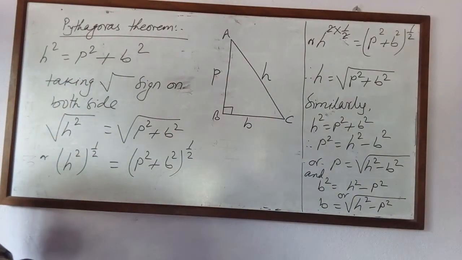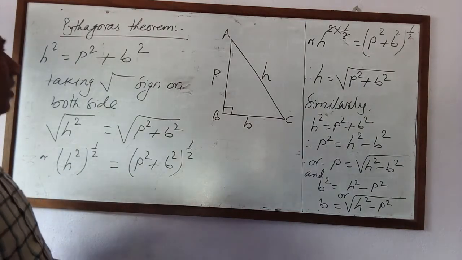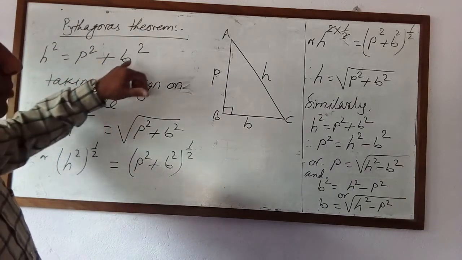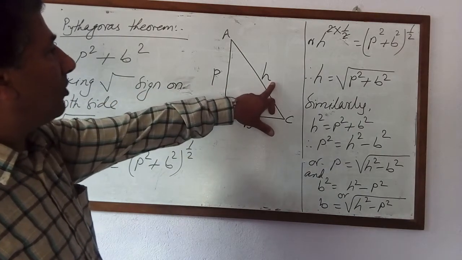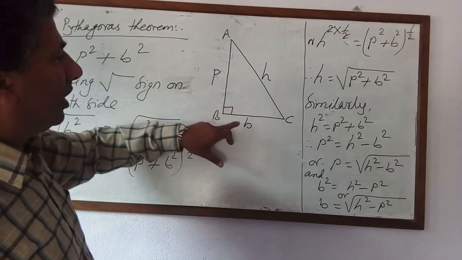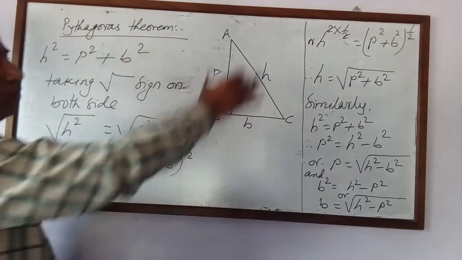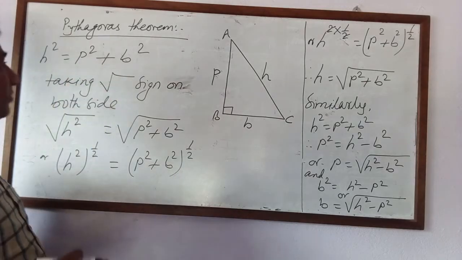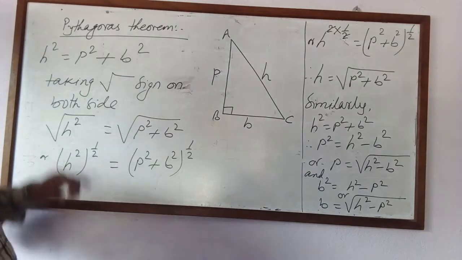Now we have already derived Pythagoras theorem. Pythagoras theorem, and we derive the relation h square equals p square plus b square in this right angle triangle. Hypotenuse square equals the sum of square of perpendicular and square of base. After this, you should know that out of these three, this is an equation. If two are given, you should have the capacity to find the third one.